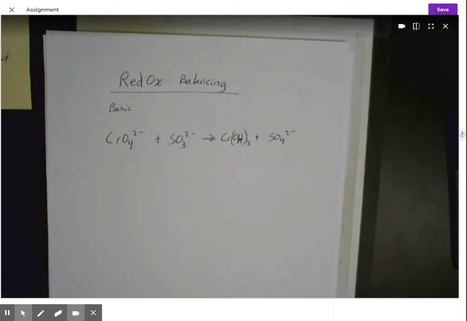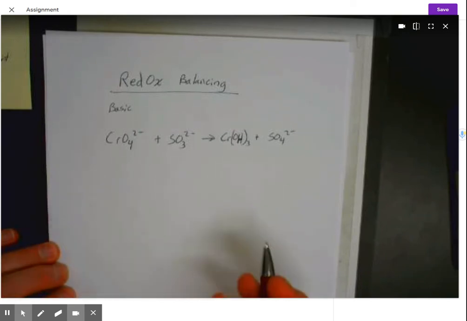Let's take a look at a redox balancing example. This one will be in basic conditions, so we'll do the acidic first and then convert. Our first job will be to assign an oxidation number to each substance.